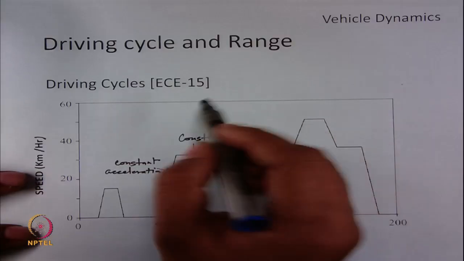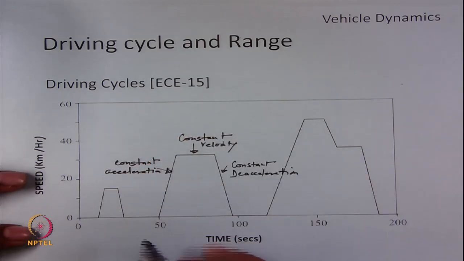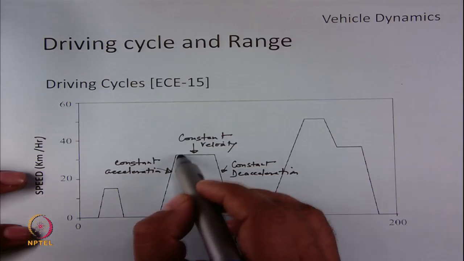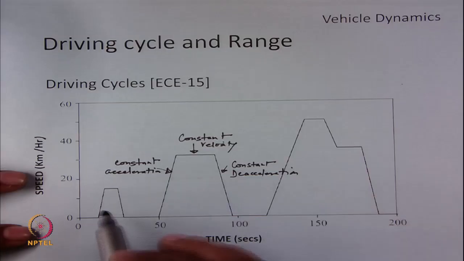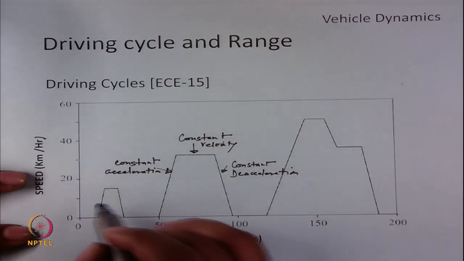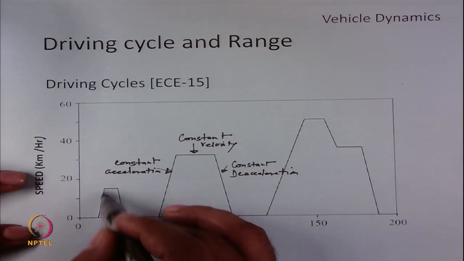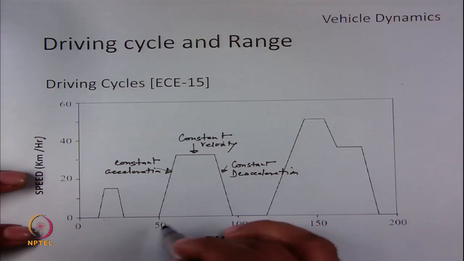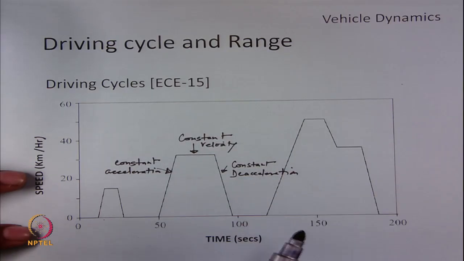So, this is a European driving cycle which is known as EC15. So, this driving cycle mostly have very simple driving profiles. So, it has constant acceleration period, constant velocity period and constant deceleration period. So, it has different magnitudes. So, this acceleration is for less time, this acceleration is for more time, this acceleration is for still more time. So, such kind of variations are defined to test the vehicle range performance.